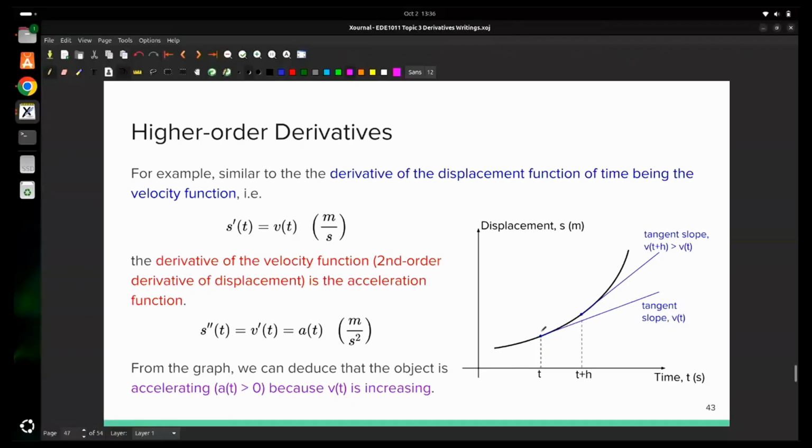Now at t, you have a shallow sloping up tangent, which means the velocity is not that fast, as compared to a later time t plus h, after some time has passed. Now you notice that your slope is steeper. So when you see that the curve is curving up, that means it is having a positive acceleration, because your velocity is increasing.